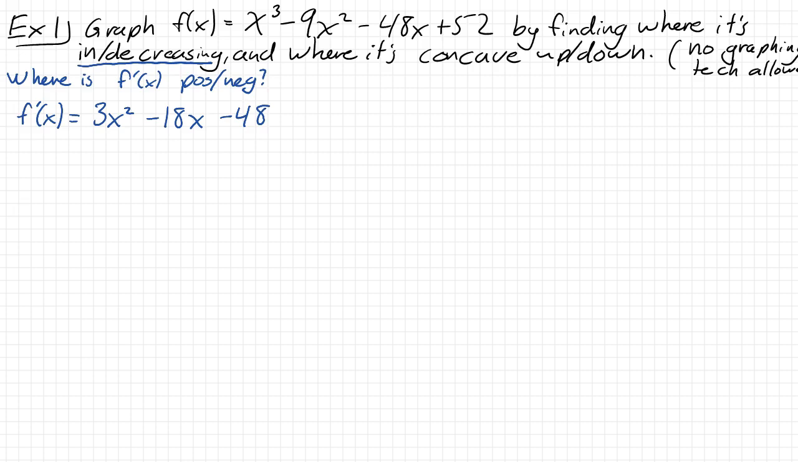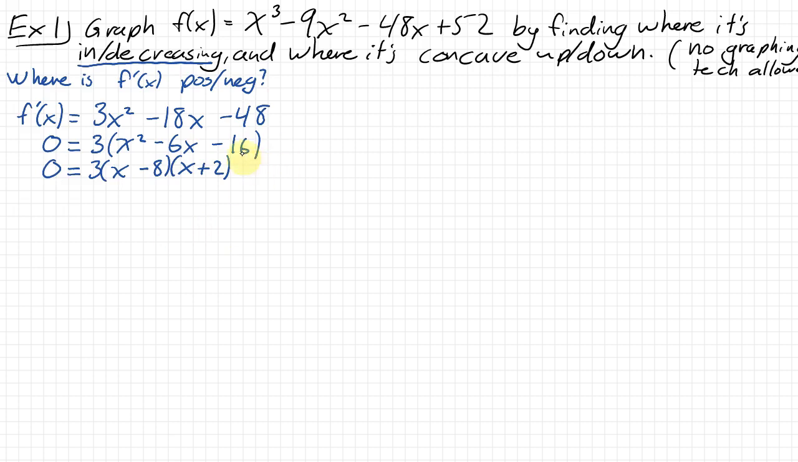And to know where this is positive or negative without graphing it with a calculator, which is not allowed here. Maybe we can check our answers at the end, but we got to do it by hand first. To know where this is positive or negative, it would help to know where it's 0. So I'm going to set this equal to 0 and then solve that equation here. I'll start by just factoring out the 3 because these are all divisible by 3. And let's then factor x squared minus 6x minus 16, like so.